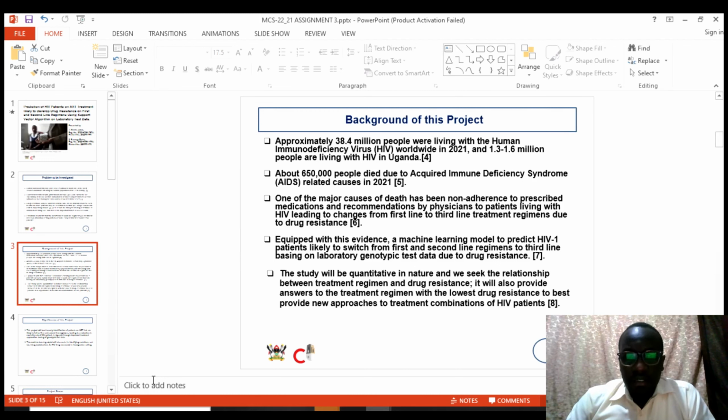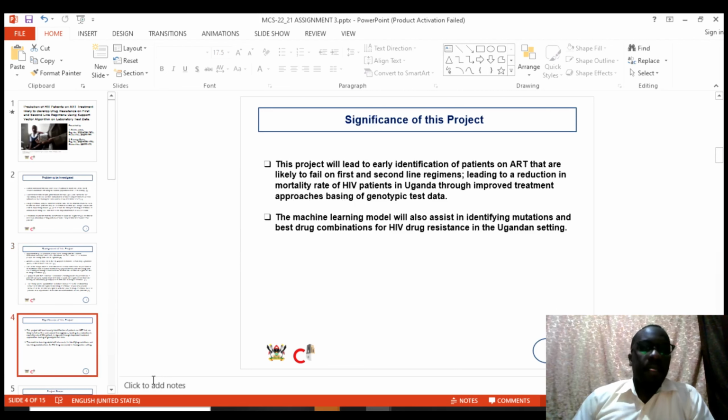The study is going to be quantitative in nature, and we'll be seeking to look at the relationship between the treatment regimen and drug resistance, which will hopefully provide answers on the treatment regimen that has the lowest drug resistance score. This will help provide new approaches in the treatment combinations for HIV patients.